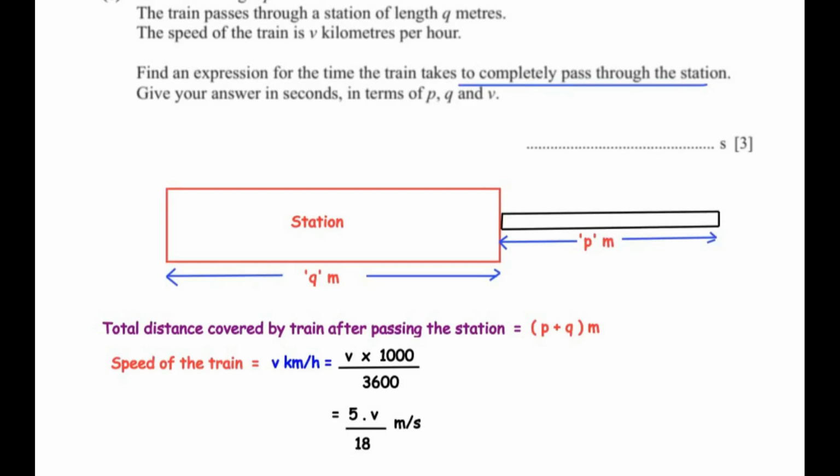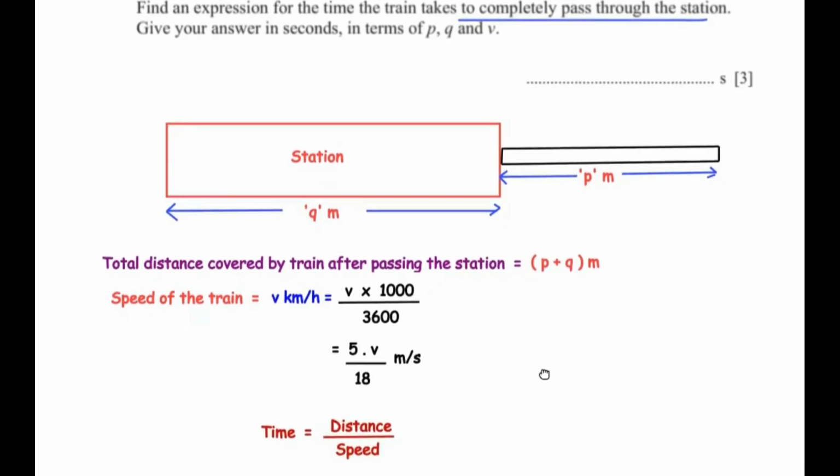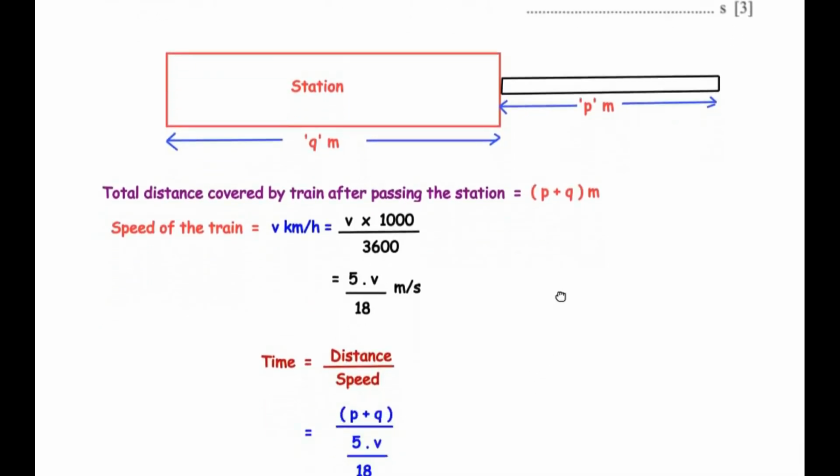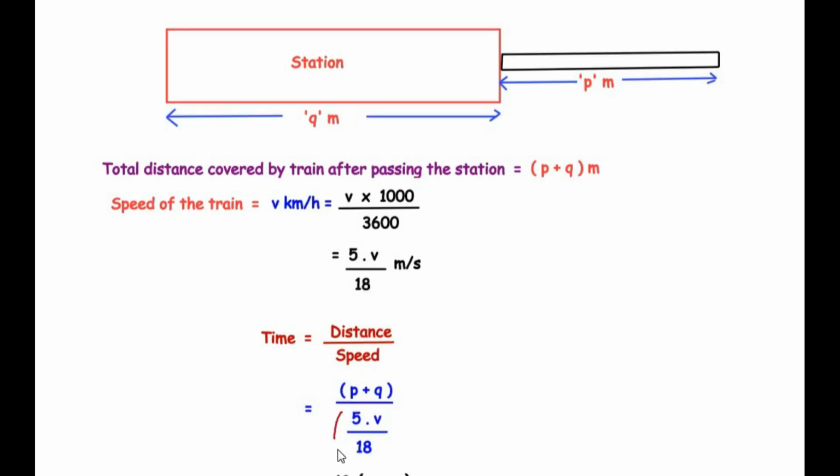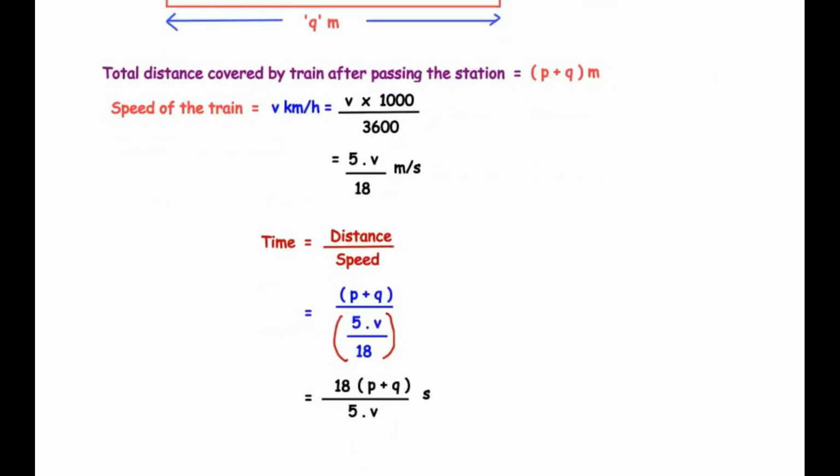Now to find out the time, we are going to make use of the distance, time and speed formula, which is time is equal to distance over speed. We have got the distance here, that is p plus q. We have the speed over here, that is 5 times v over 18. Now here this denominator 5v over 18 flips upside down, that is when we change the division to multiplication. So the 18 multiplies with p plus q. So we get the time as 18 times (p plus q) over 5 times v seconds. So this is the expression of time in terms of p, q and v.